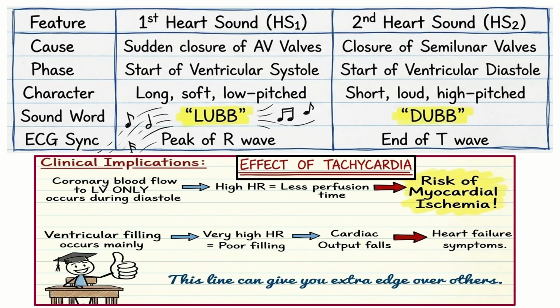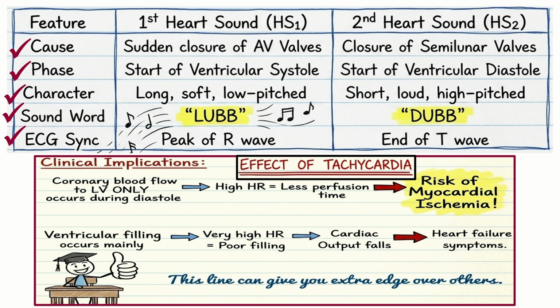And last, an account of the heart sounds. Here you have to remember the difference between the first and second heart sound. The cause of first is sudden closure of AV valves, second is closure of semilunar valves. Phases: first starts at the ventricular systole, whereas second starts at the ventricular diastole. Character of first is long, soft and low pitch, second short, loud and high pitch. Sound: first sound as a lub, second sound as a dub. And ECG: first occurs at the peak of the R wave and second occurs at the end of the T wave.